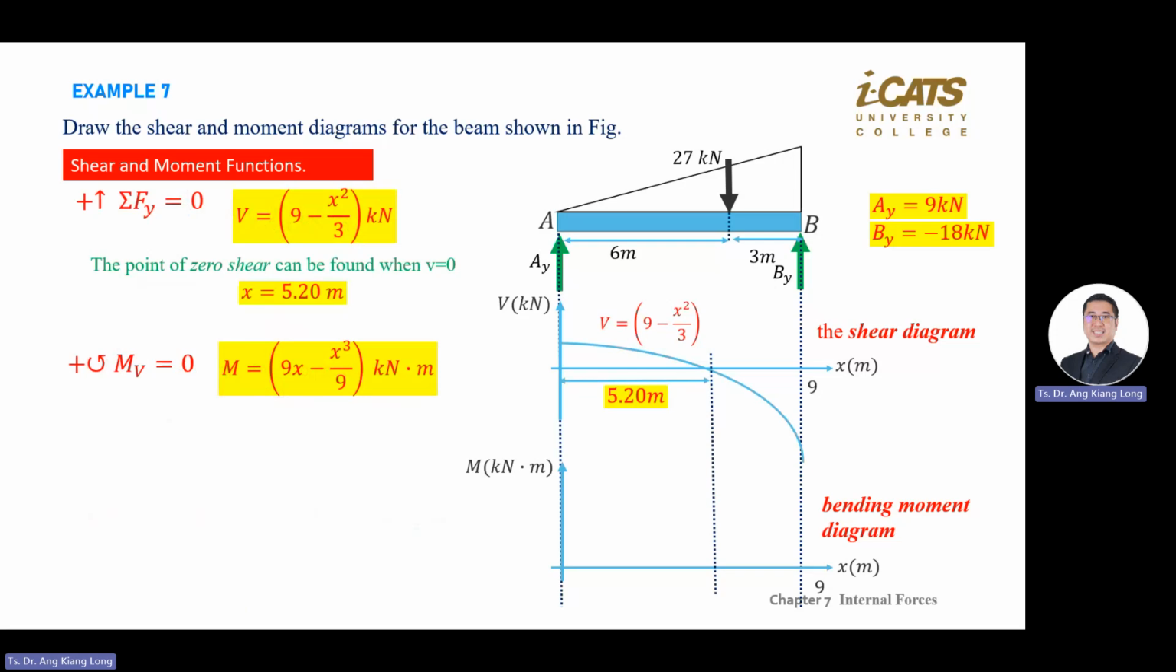What is the value here? You substitute the value. When your x is 9, you get a negative value there. It will be negative 18 if you substitute x equal to 9. Okay, do the same for M.